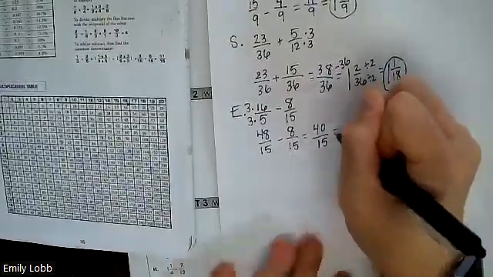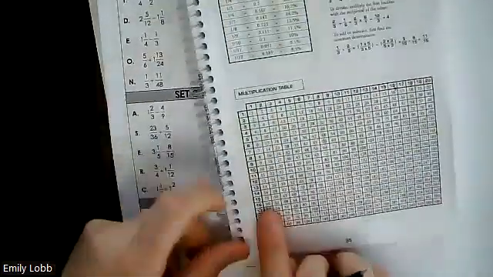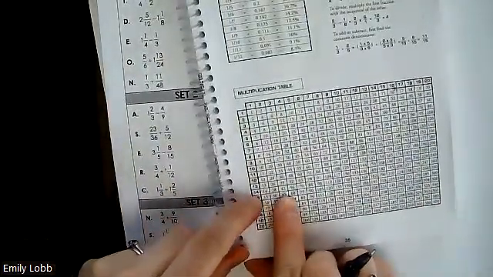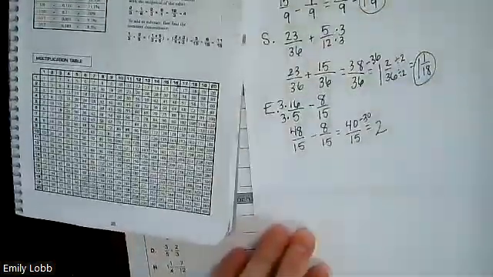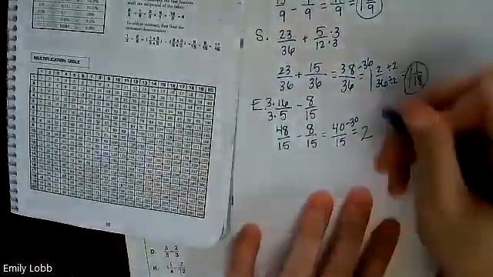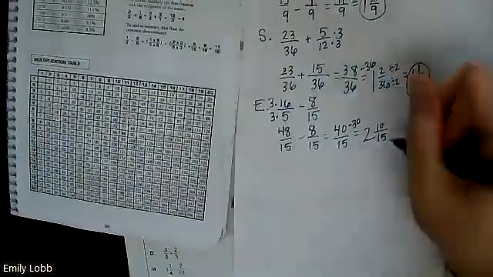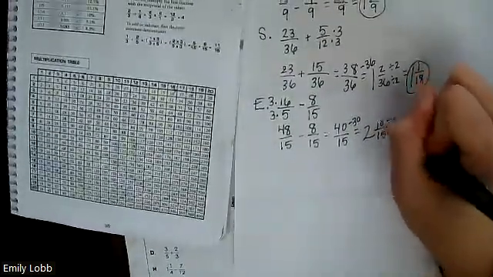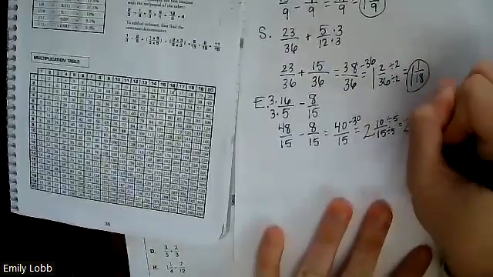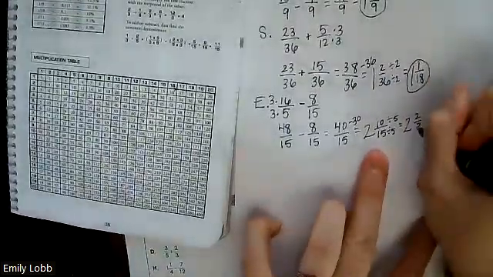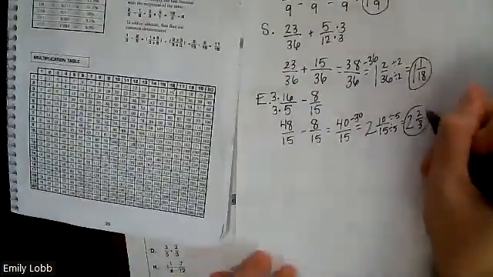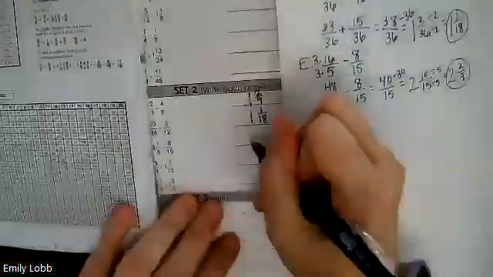40/15ths. How many 15s can I take out? Well, if I'm looking across my 15, 15, 30, 45 would be too many. So 2 wholes would be 30. 40 minus 30 is 10 remaining out of that 15. And then what can I divide both 10 and 15 by? 5. So we have 2 and 2/3. 15 divided by 5 is 3. 2 and 2/3 there for letter E.